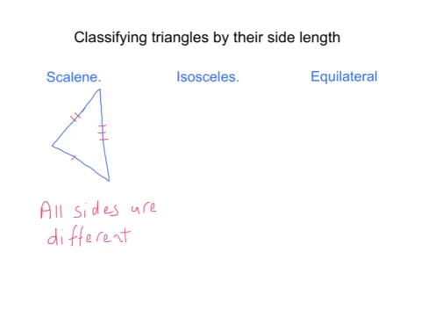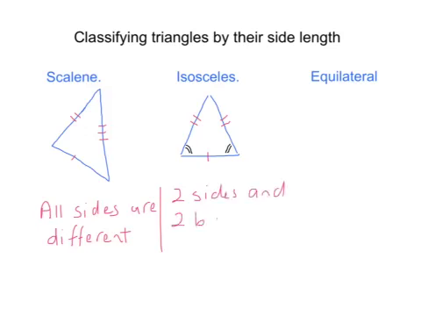Whereas isosceles triangles are a little bit more special because they have two sides that are equal and the other one that's a bit different. So these sides here are equal, but this one here is different. Now the other thing about an isosceles triangle is not only are the two sides the same, but these two base angles down here are also the same. So that's what makes an isosceles triangle special. They've got two sides and two base angles equal.